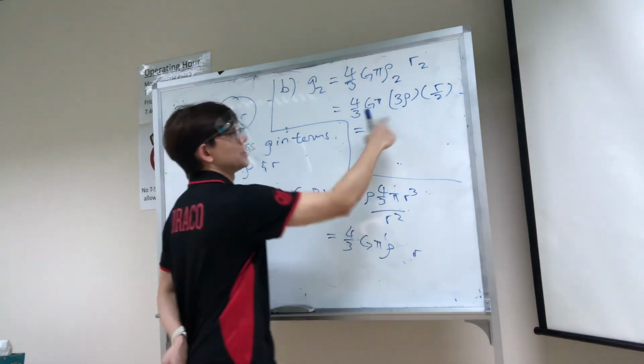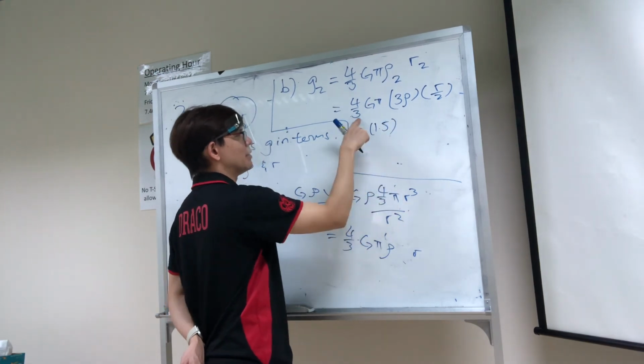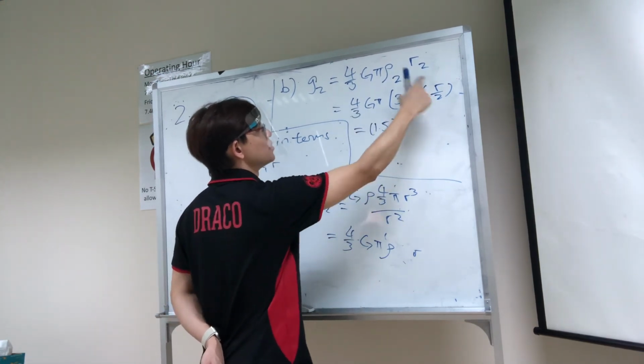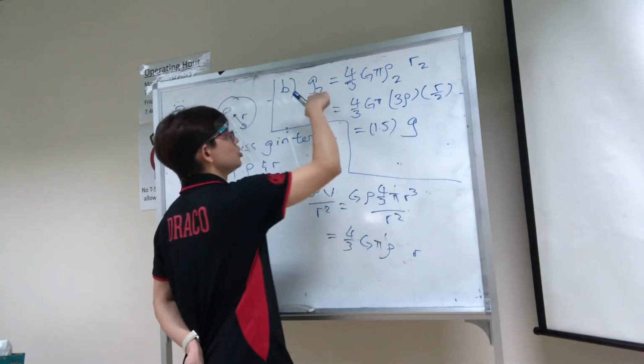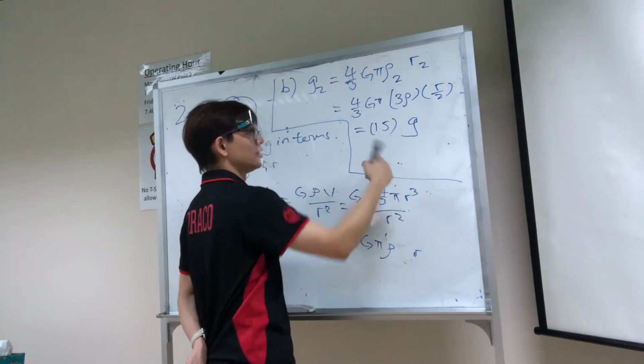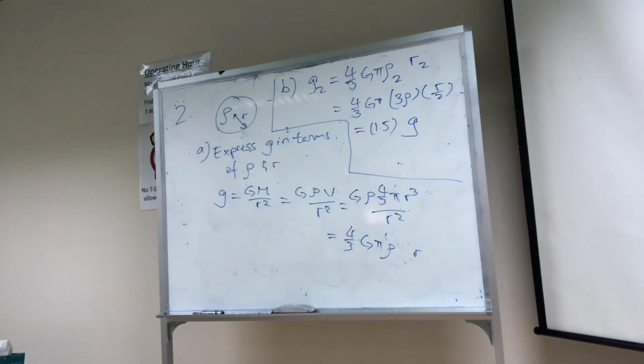Then I can pull out the 3 over 2 to get a 1.5 here. Then I'll end up with four thirds pi rho G R, which is the same expression as before. So that's just g. So this is g2 in terms of g1. So it's 1.5 g. Right?